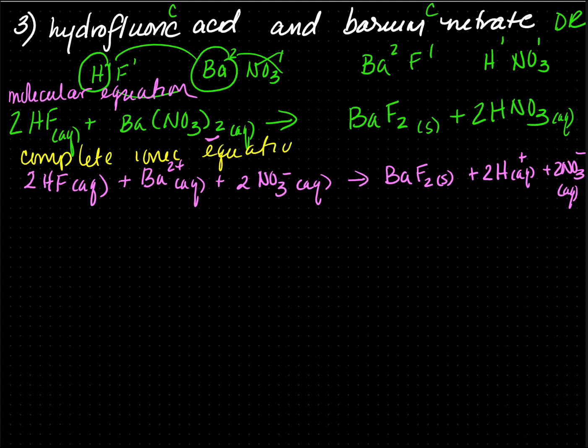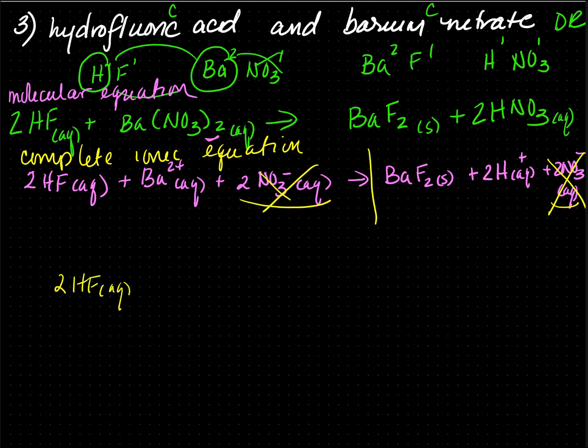Now we separate the reactants from the products and simplify. Anything that is exactly the same on both sides we can cancel out. We cannot cancel out hydrofluoric acid because the fluorine is combined with barium and the hydrogen is an ion on the other side. We cannot cancel out barium 2 plus because it is combined with fluoride. NO3 minus can be canceled out because we have 2 here and 2 on the opposite side, so that cancels out. I recopy what is left over.